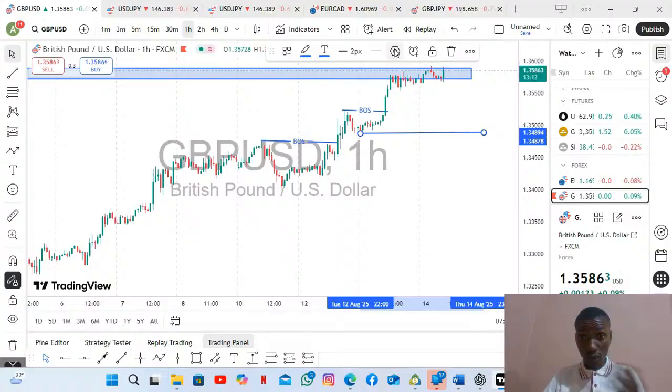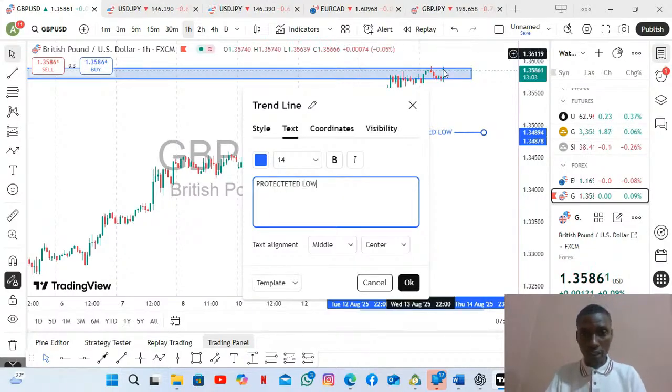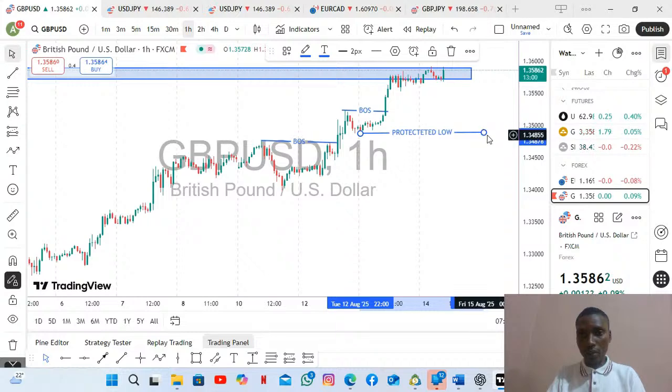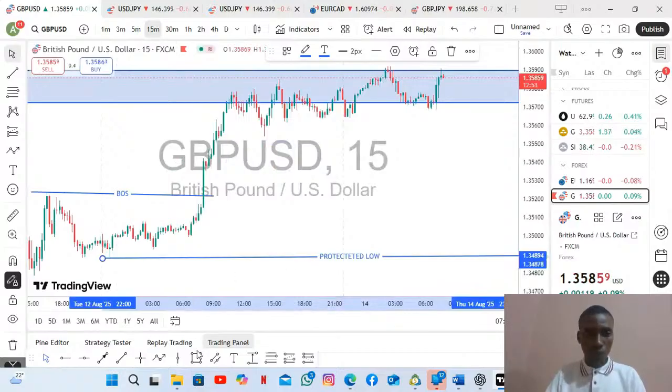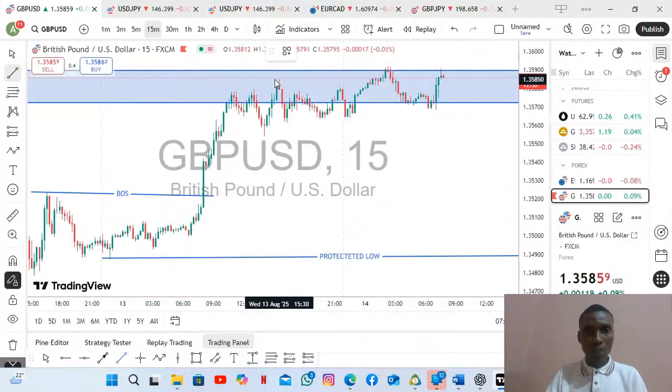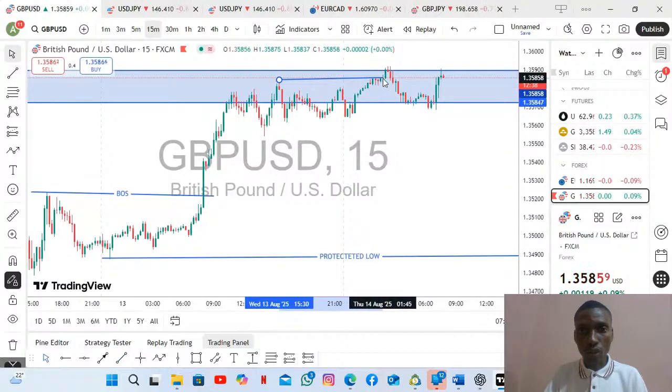This is the 4-hour, this is the 1-hour time frame anyway. This is our protected low. That low must be protected. But if price violates it, it means you have to start selling immediately. Let's go straight to the 15 minutes. Let's see the 15-minute structure. Oh, wonderful. Even in the 15-minute structure, we can see that price has been ranging. Despite the range, we can still spot a break of structure here.